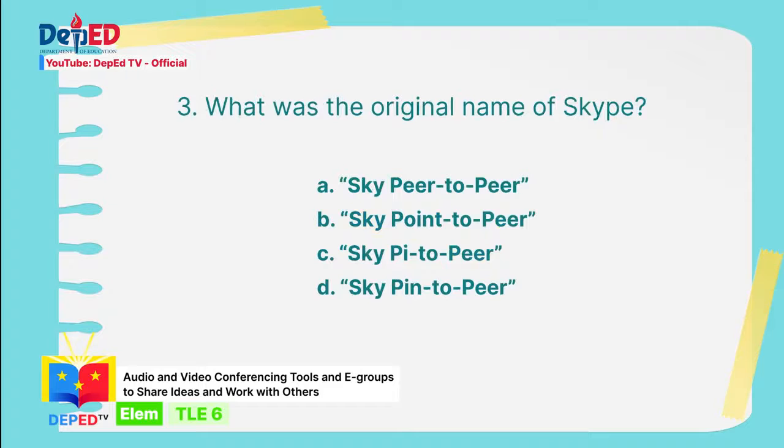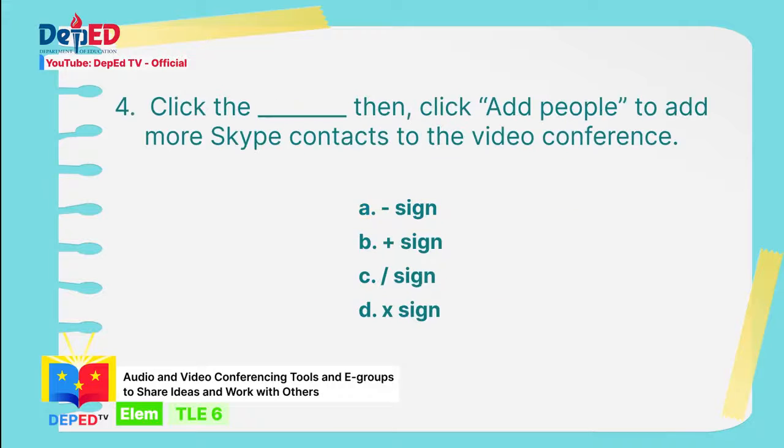Number 3, what was the original name of Skype? Letter A, Sky Peer-to-Peer. Letter B, Sky Point-to-Peer. Letter C, Sky Pie-to-Peer. Letter D, Sky Pin-to-Peer. And the correct answer is letter A, Sky Peer-to-Peer.